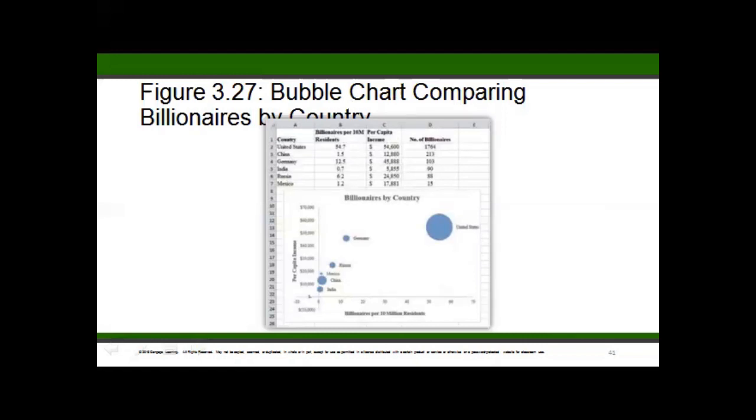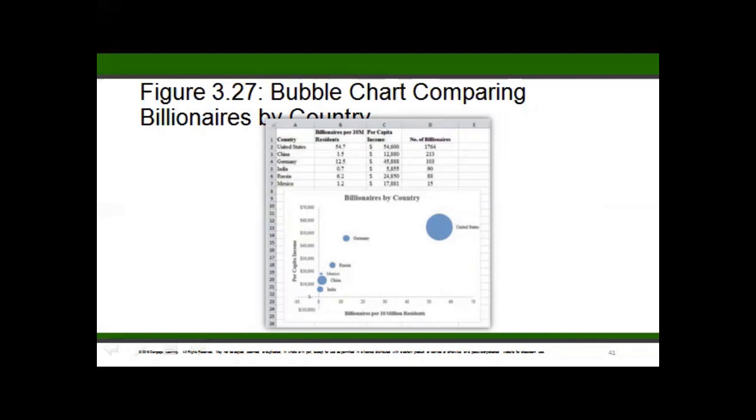Step 2, click the Insert tab on the ribbon. Step 3, in the Charts group, click Insert Scatter XY or Bubble Chart button. In the Bubble subgroup, click the Bubble button. Step 4, select the chart that was just created to reveal the Chart Tools ribbon. Click the Design tab under the Chart Tools ribbon.